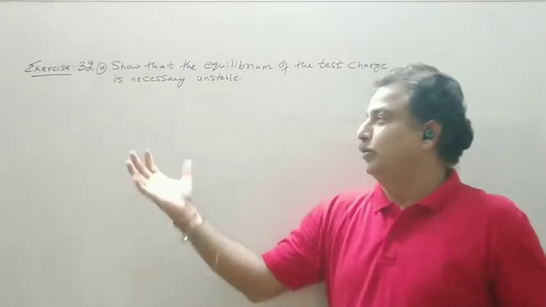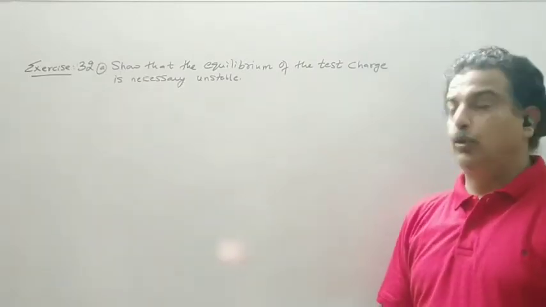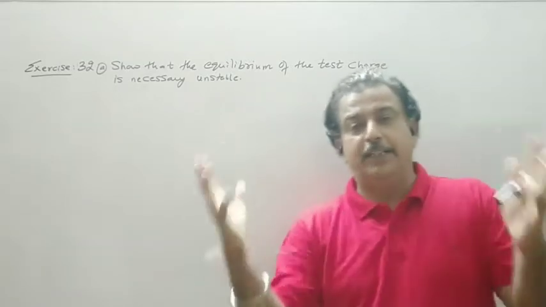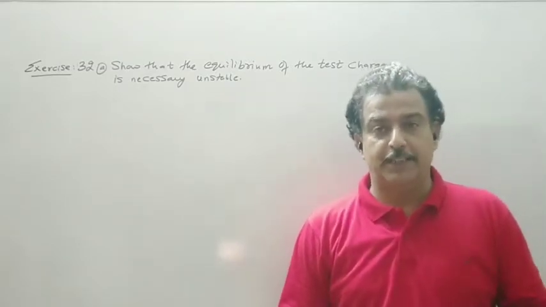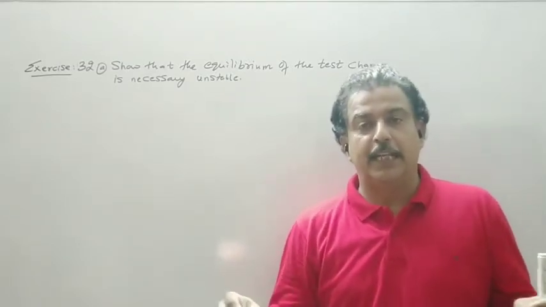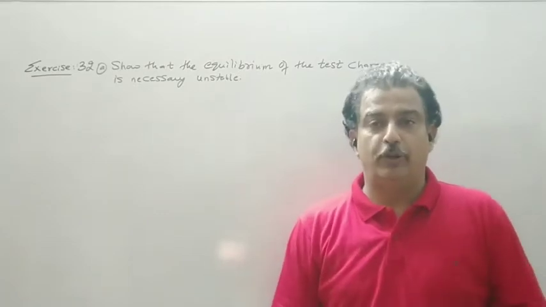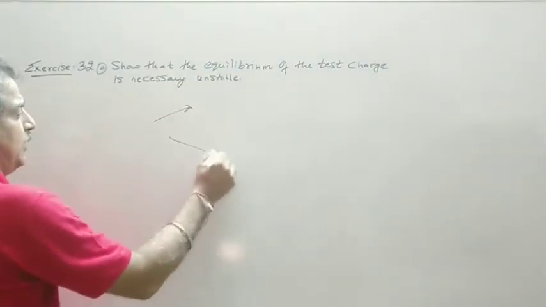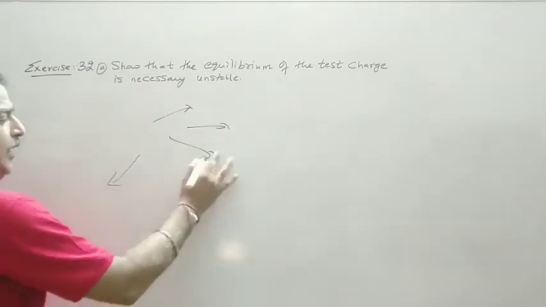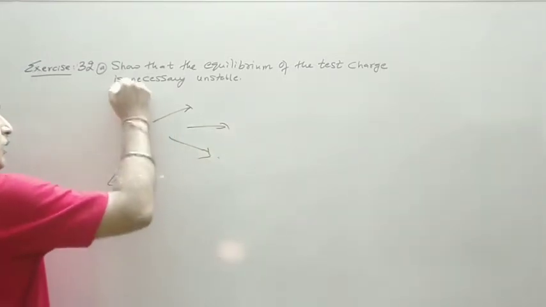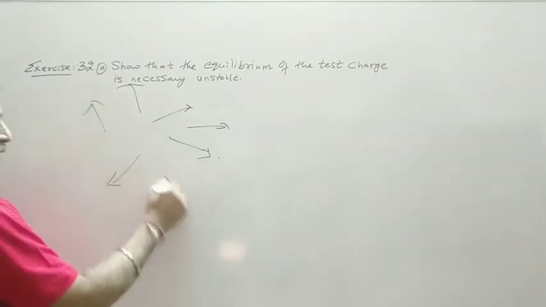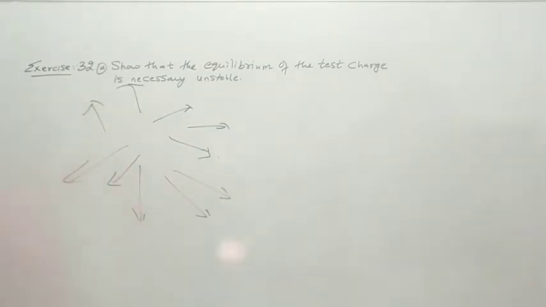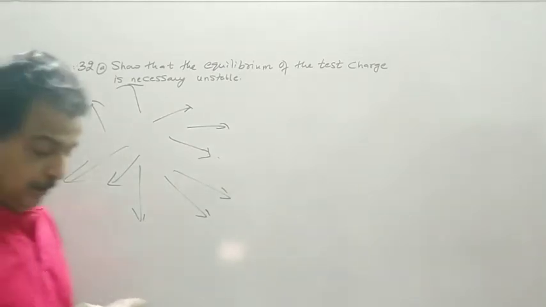Now let us come to question number 32. We have two parts. Some arbitrary electric field configuration is given, meaning the electric field is non-uniform. Suppose this is the arbitrary configuration, and these are the electric field lines.